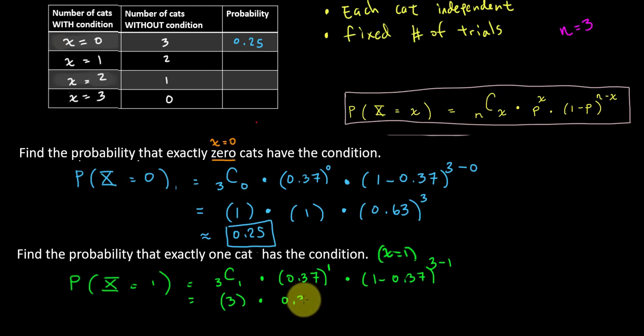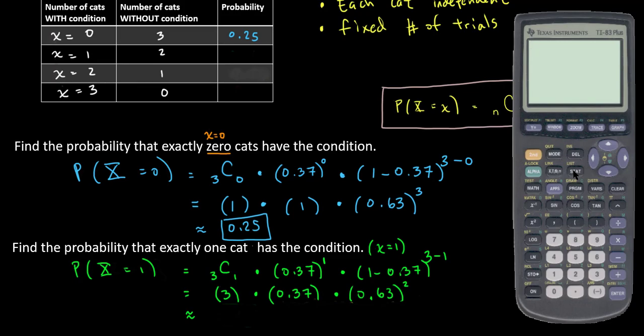This is 0.37 to the 1st, not much simplification there. And here we've got 0.63 squared. So I will type that all in. Here is our calculator. We'll do 3 times 0.37 times 0.63 squared, to arrive at approximately 0.44.